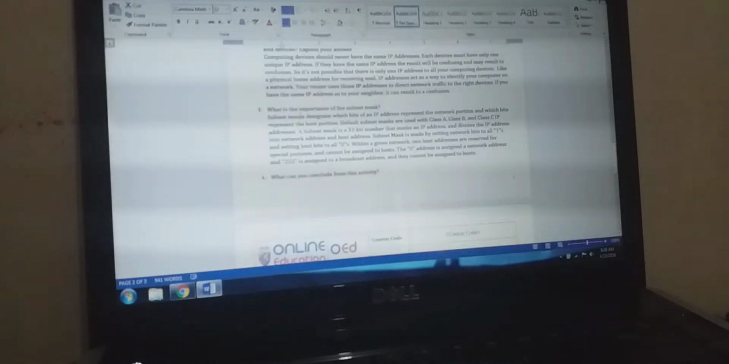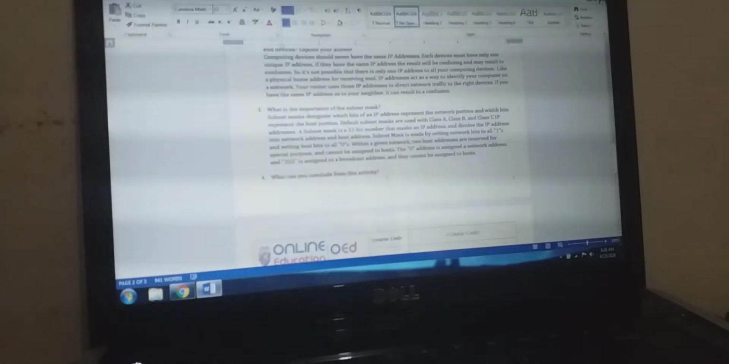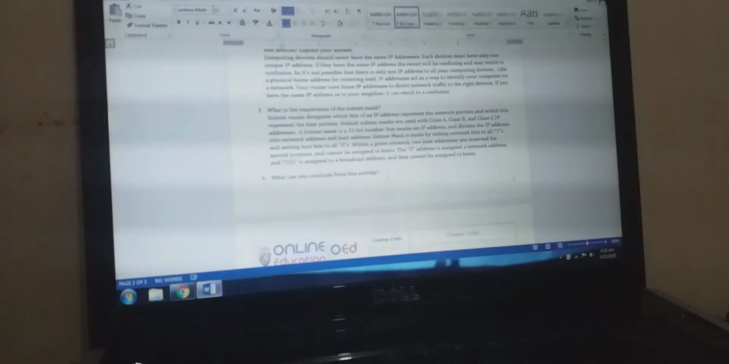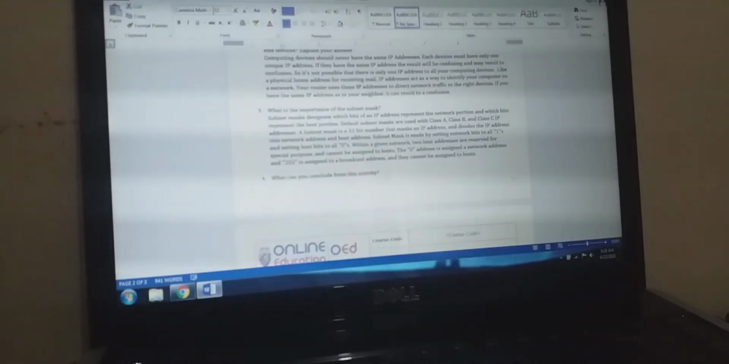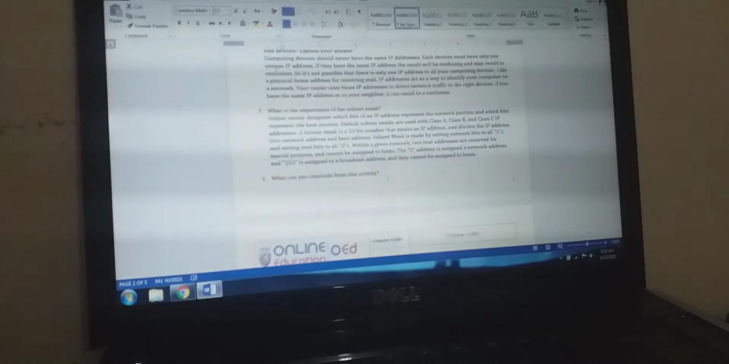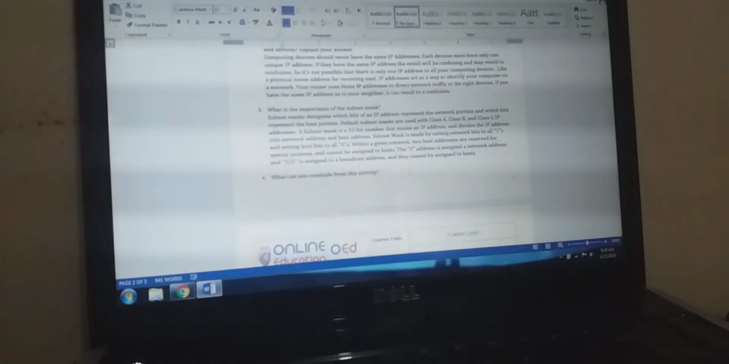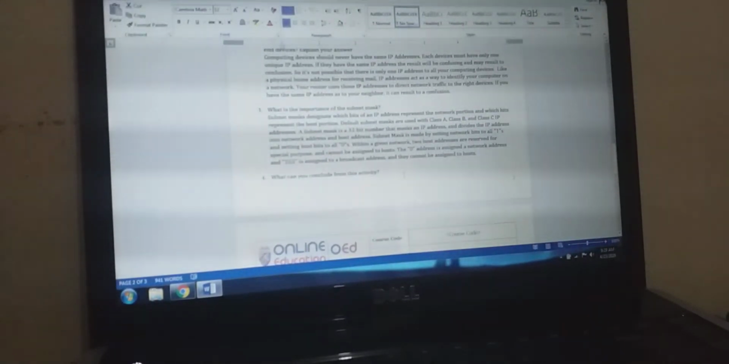So, number 3 question, what is the importance of the subnet mask? Subnet masks designate which bits of an IP address represent the network portion and which bits represent the host portion. Default subnet masks are used with Class A, Class B, and Class C IP addresses. A subnet mask is a 32-bit number that masks an IP address and divides the IP address into network address and host address. Subnet mask is made by setting network bits to all ones and setting host bits to all zeros.